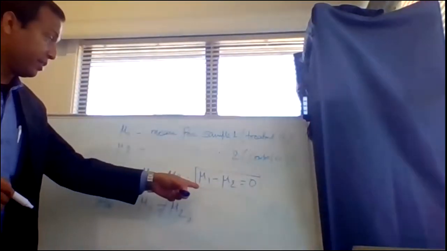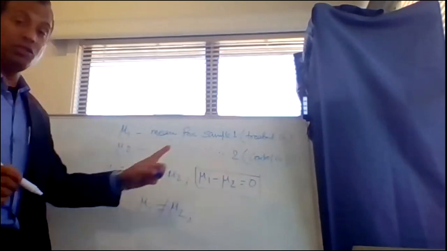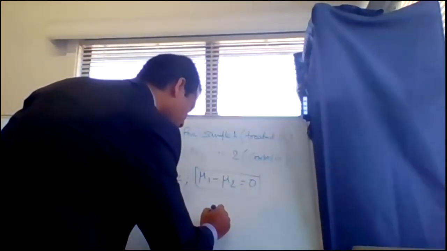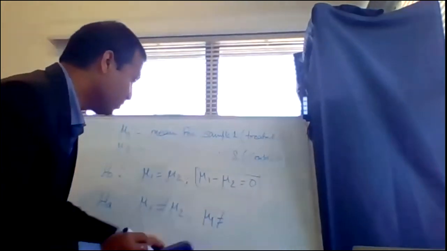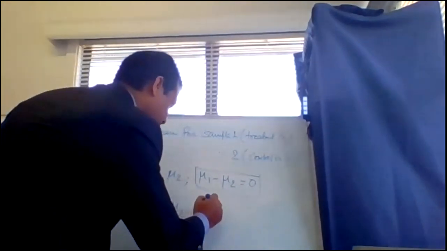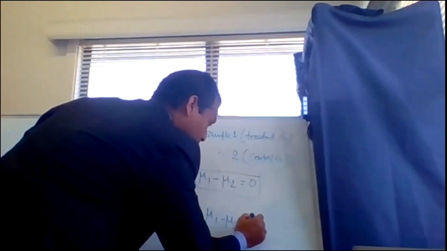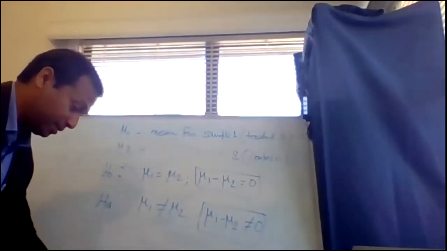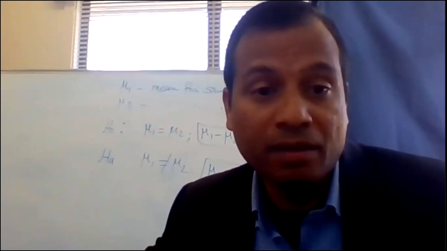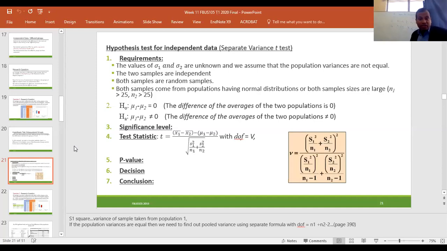In a more profound way, we can rewrite it. Just take it to the left side: mu1 minus mu2 equal to 0. That is the null hypothesis. And similarly, the alternative hypothesis will be mu1 minus mu2 not equal to 0. Keep that in mind. It's very important. That's what was written here. Let me go back. So in step two, the null hypothesis H naught is mu1 minus mu2 equal to 0. The difference of the averages of the two populations is 0, and there is no difference in the mean. Try to interpret it in your own words. And the alternative hypothesis is mu1 minus mu2 not equal to 0, so the difference of the averages of the two populations is not equal to 0.